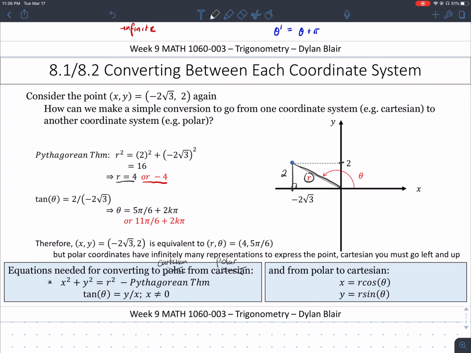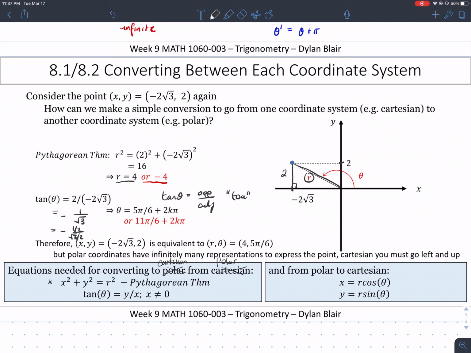But let's first just continue on with the r is equal to 4. And then we can always say, well, tangent is going to be opposite over adjacent, right? Tangent of theta is equal to opposite over adjacent, which we can think of as our TOA. And that 2 over negative 2 square roots of 3 can simplify down to negative 1 over square root of 3, which is the same thing as negative 1/2 over square root of 3 over 2.